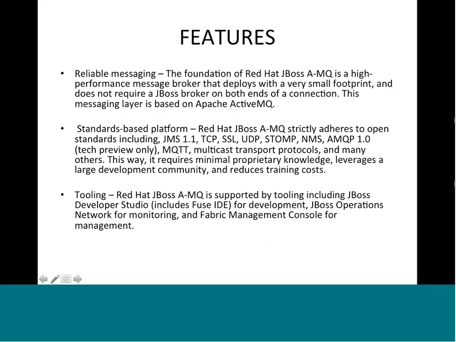Fine. Some of the features of MQ. Reliable messaging. When we talk about reliable messaging, it means it adds automated reliability features. So if you see, the foundation of Red Hat is high performance message brokers that are deployed with a very small footprint. It does not require the JBoss broker on both ends of the connection. This messaging layer is based on Apache ActiveMQ. So it means that it does dynamic loading of the artifacts which are required in order to build connections.